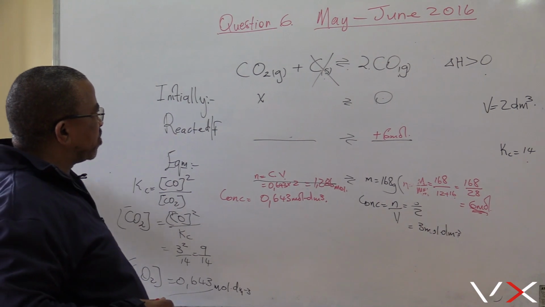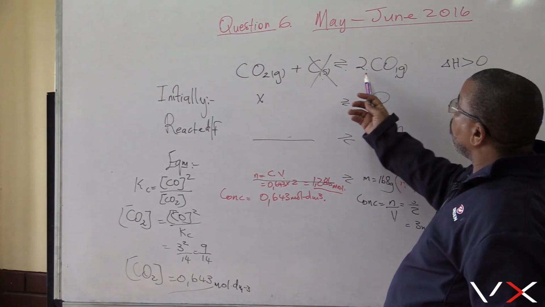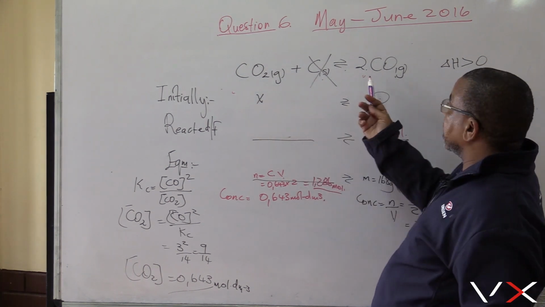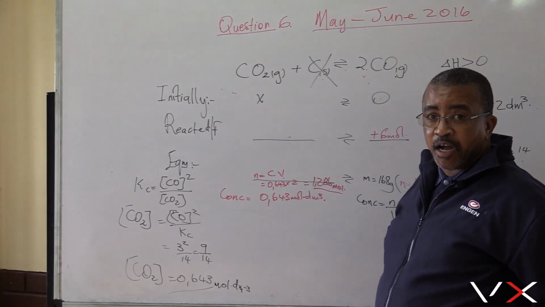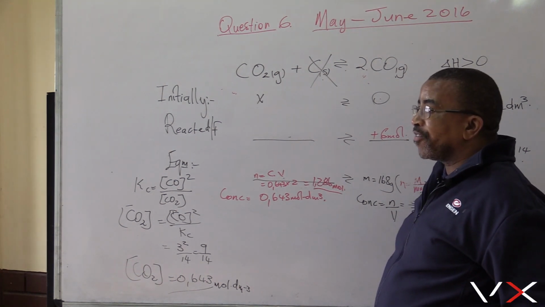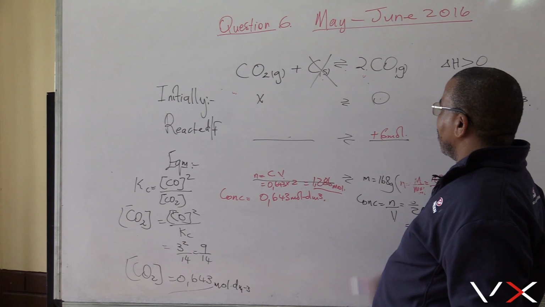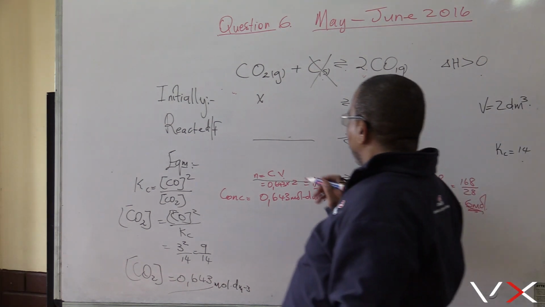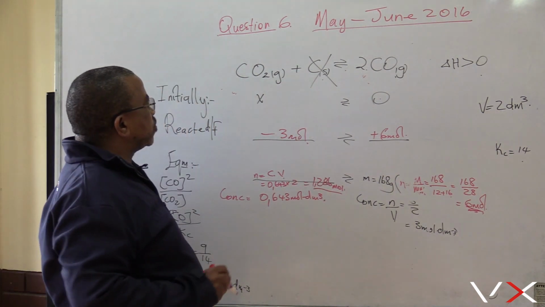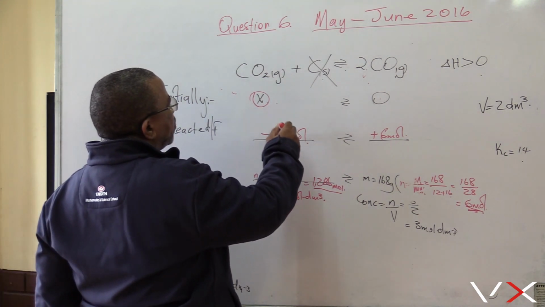Siyabuya ke ama moles lawa abalulekile ke manje. Sesivela ukuthi u2 moles udinga u1, u4 udinga u2. Senze njani kuleya la ukuthola, si divide ngo2. U6 udinga u3 moles. U6 udinga u3 moles. So kusho ukuthi besinangaki u-x wethu.